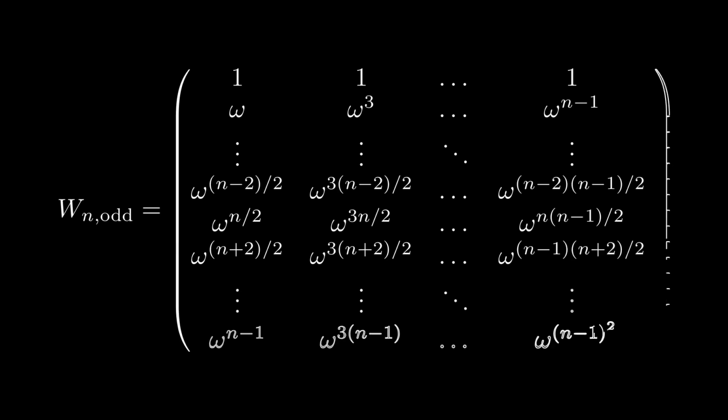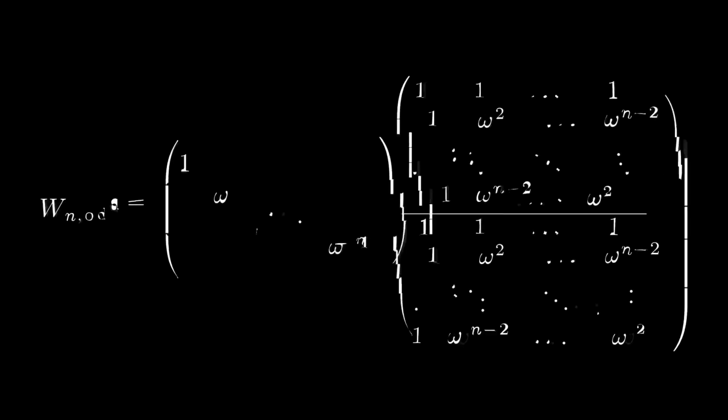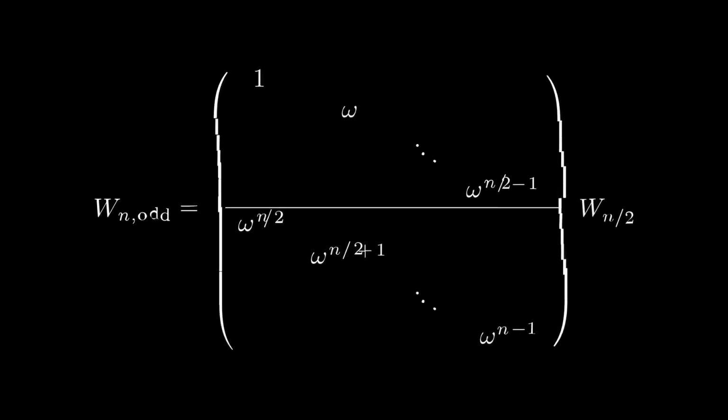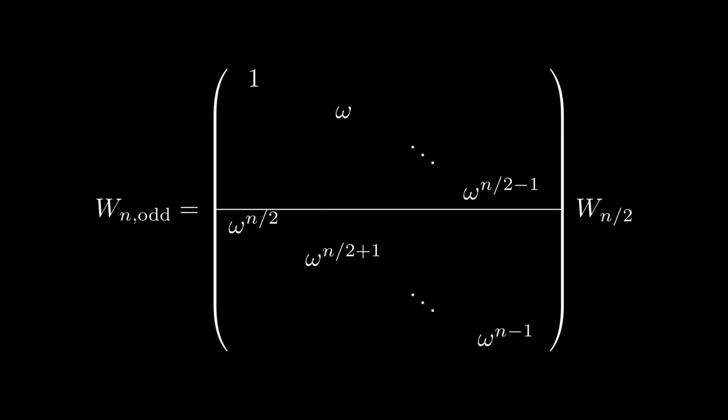For the odd columns, we can observe that, starting from i equals 0, the ith row of the odd columns is equal to omega to the i times the ith row of the even columns. Furthermore, we can factor the odd columns as follows.